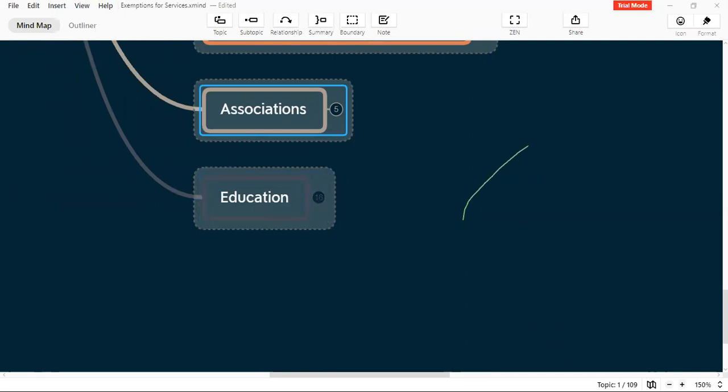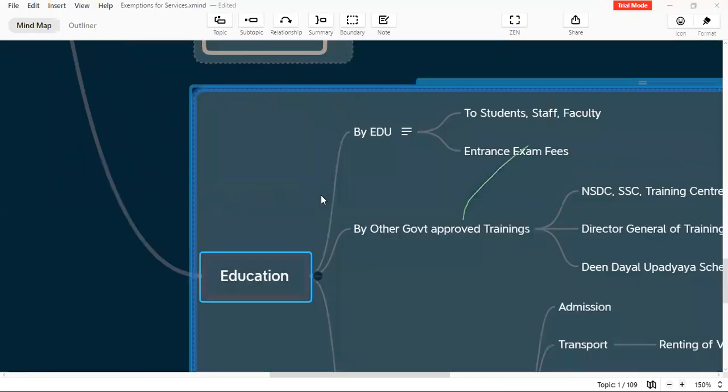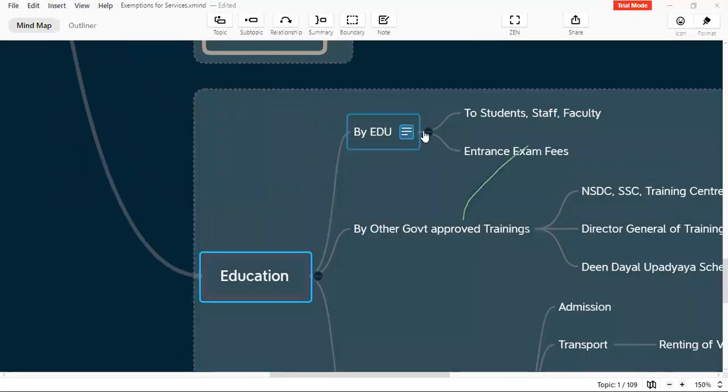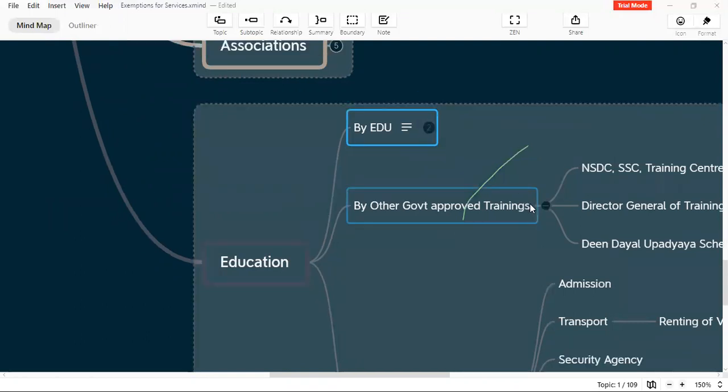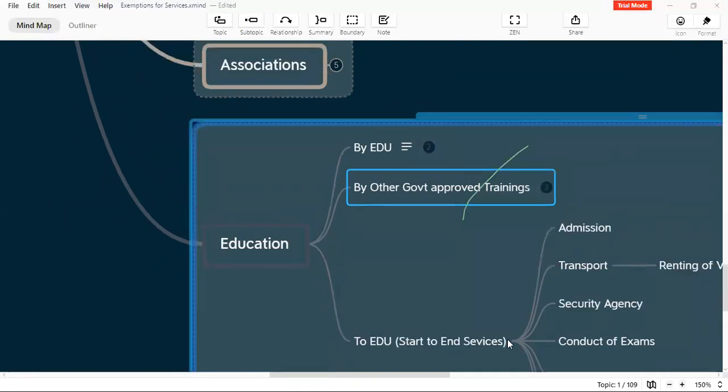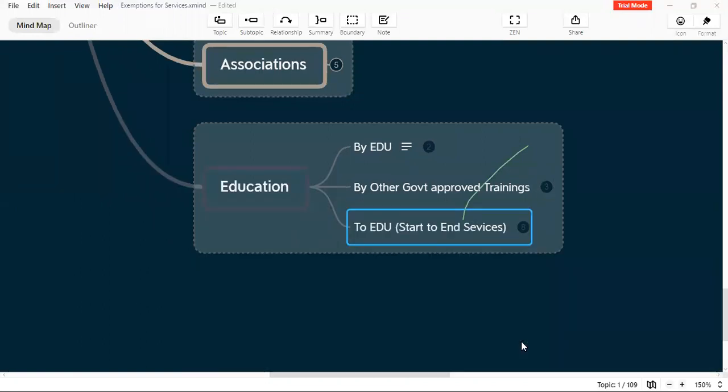One of the most highly demanded businesses presently is education and healthcare. You can see healthcare is exempt. In the same way, education is also given a lot of exemptions. So broadly, we will be grouping it into multiple categories, and then we will discuss based on this. So we have just grouped education into 3 categories.